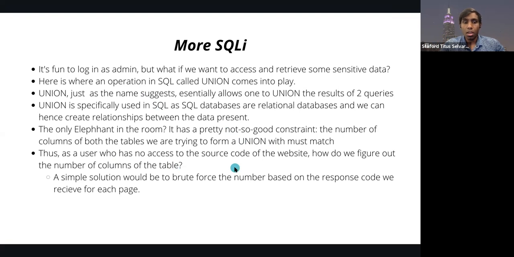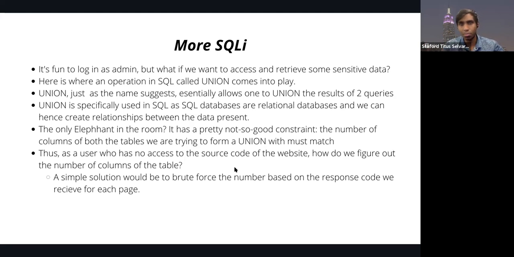As a user, let's say we have no access to the source code of the website. How do we find out the number of columns of the table? Only if we know the number of columns in the user table will we know how many columns to give here. If the user side has 3, then we can give 3 here. If it has 4, we can give 4. But how do you find that out?